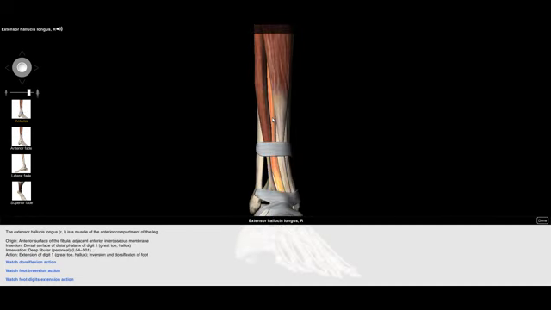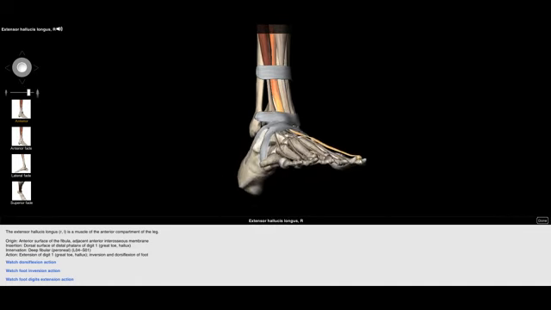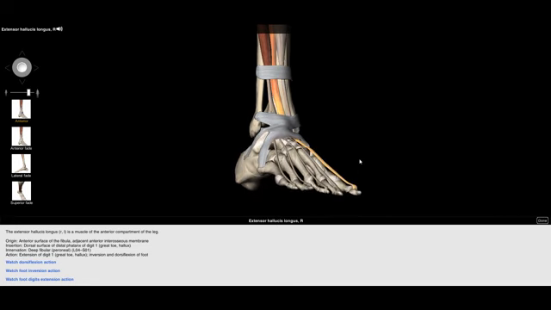And then lastly is the extensor hallucis longus, and the extensor hallucis longus has an origin on the anterior surface of the fibula and part of the interosseous membrane, and its distal attachment is into the distal phalanx of the hallux, the first toe. So it's going to help dorsiflex and also extend the toe, and we'll look at toe extension here in a minute.